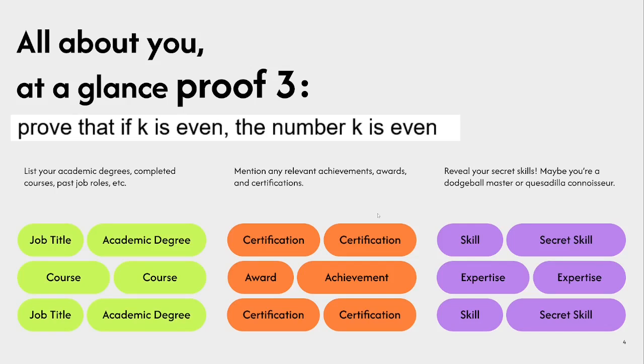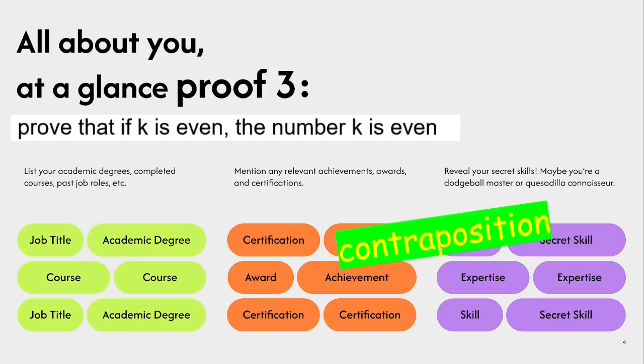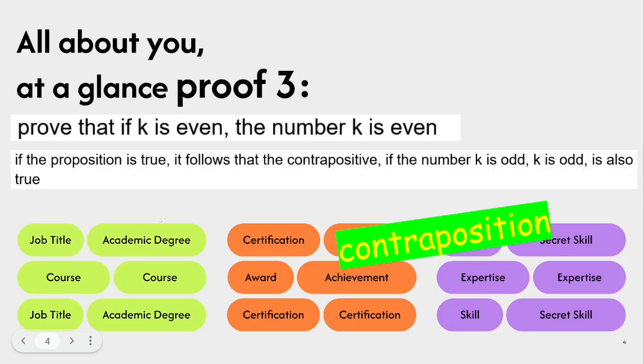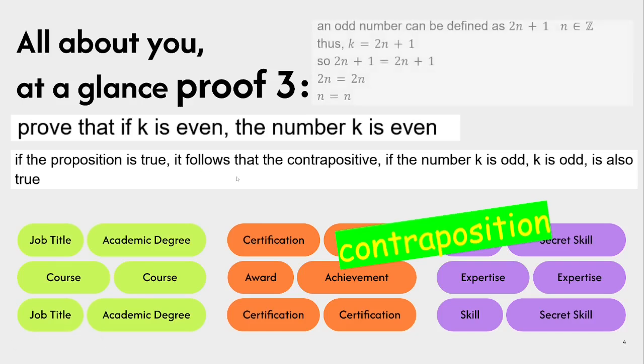Proof 3, we've got to prove that if k squared is even, the number k is going to be even. Now for this one, it doesn't take a genius to figure this out. We're of course going to do proof by contraposition. It's kind of hard to see, so I'm just going to highlight it for you. If the proposition is true, that if k squared is even, the number k is even, it follows that the contrapositive, if the number k is odd, k squared is also odd, is also true.